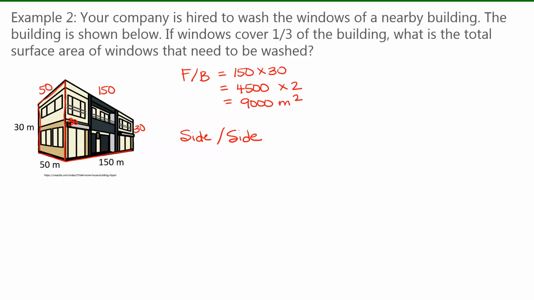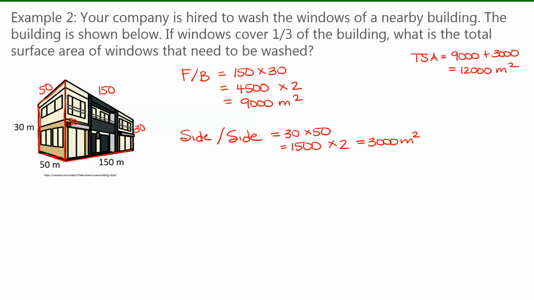To find the area of the sides, again, I need to do length times width because it is a rectangle. So I have 30 by 50. So 30 times 50, that gives me 1,500. And because there are two sides, I multiply it by 2, and that gives me 3,000 meters squared. So then to find the total surface area for those pieces, I add those together. So 9,000 plus 3,000, that gives me 12,000 meters squared.